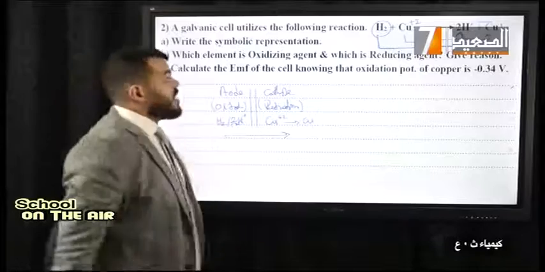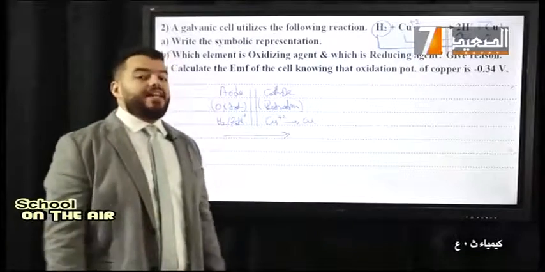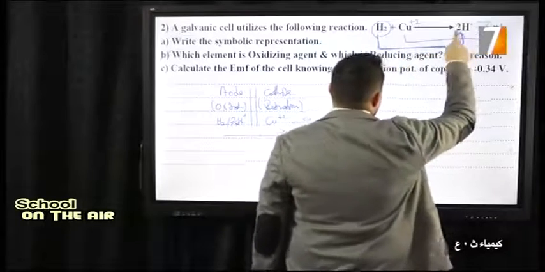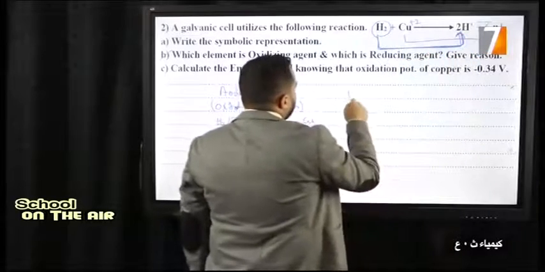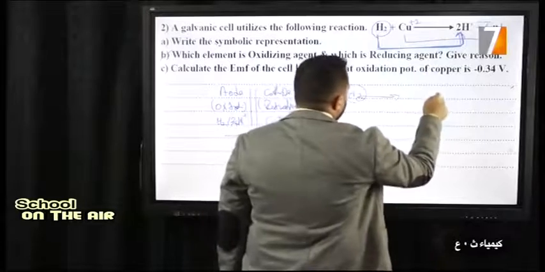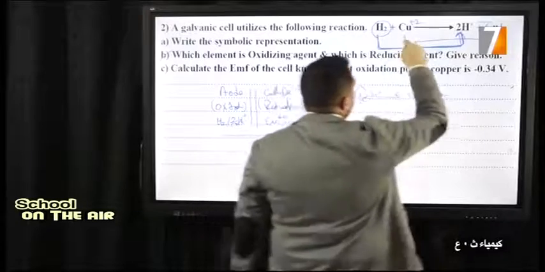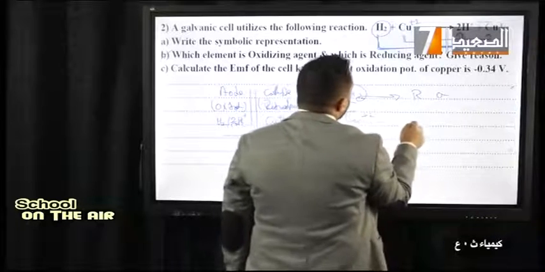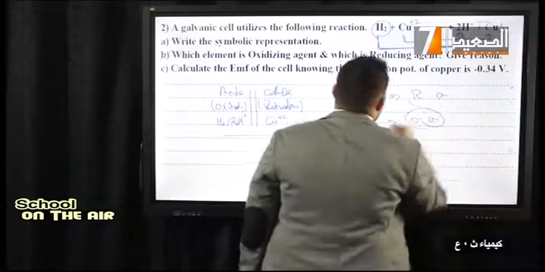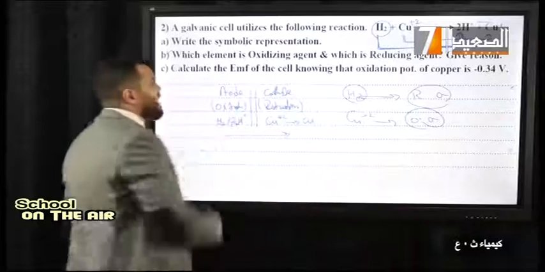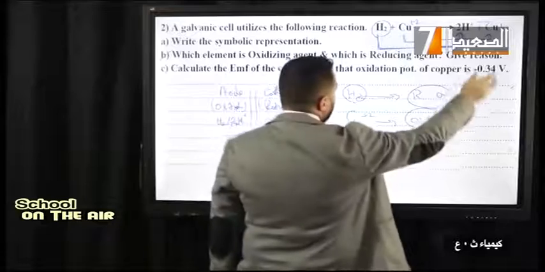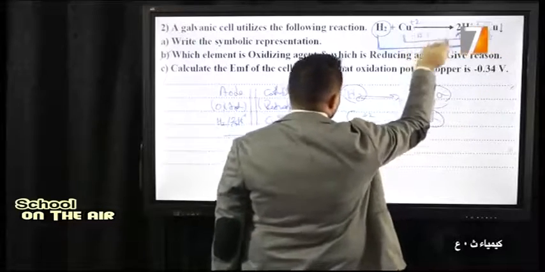Which element is the oxidizing agent and which element is the reducing agent? The element which will be oxidized, we name it the reducing agent. And the element which will be reduced, we name it the oxidizing agent. Okay? Calculate the EMF of the cell knowing that the oxidation potential of the copper is negative 0.34.